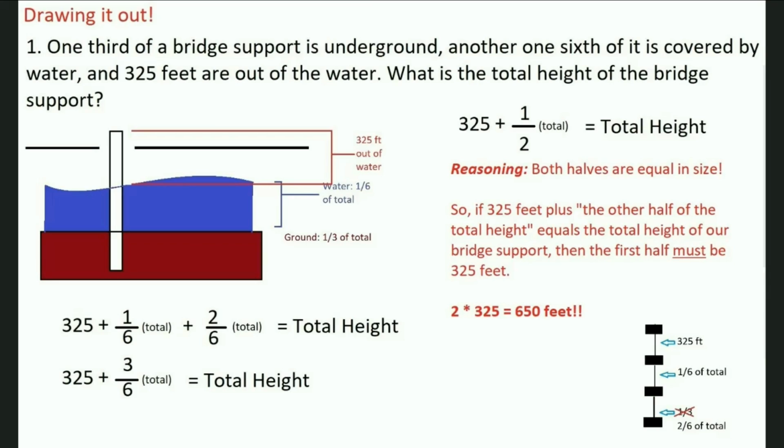Okay, now later on in algebra they might ask you to go back and figure out, okay, what part of the bridge is in the water, and you just multiply that by 1/6, and what part of the bridge is underground, and you go back and multiply by 1/3. But you can figure this out if you reason it out. Okay, so the answer for this one is 650 feet. Okay, all right, let's move on to the next part of this thing. Oh, by the way, it's drawing it out and thinking it through.